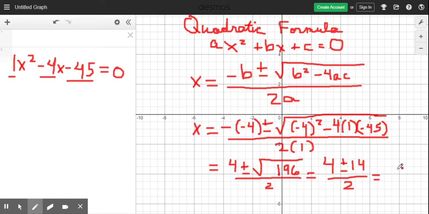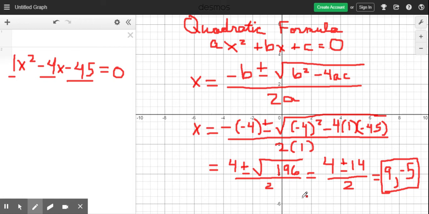So 4 plus 14 is 18. 18 divided by 2 is 9. And then the other answer is 4 minus 14, or -10, divided by 2 is -5. So there we've got the exact same answer solved in a third way using the quadratic formula.